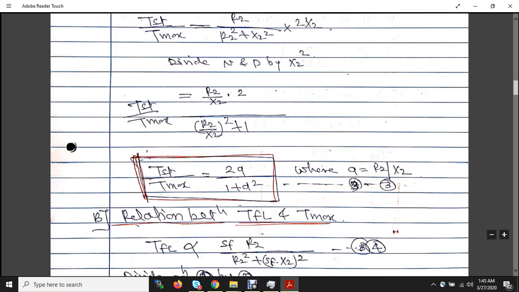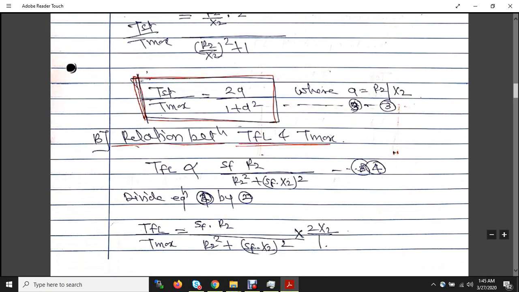Now let us develop the relation between the full load torque and maximum torque. We know that the full load torque is directly proportional to SF R2 upon R2 square plus (SF x2) bracket square, where SF is the full load slip. Now divide equation 4 by equation 2. Therefore, TFL upon Tmax equals SF R2 upon R2 square plus (SF x2) bracket square into twice x2.